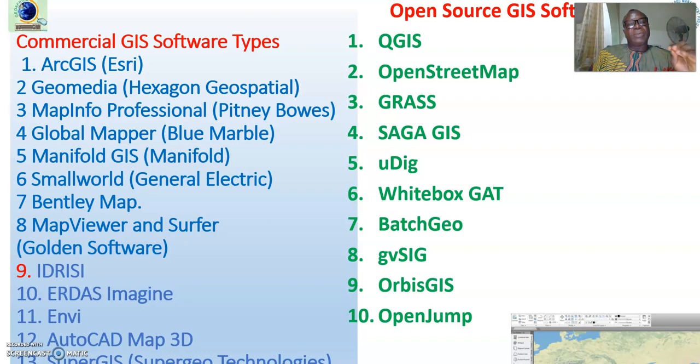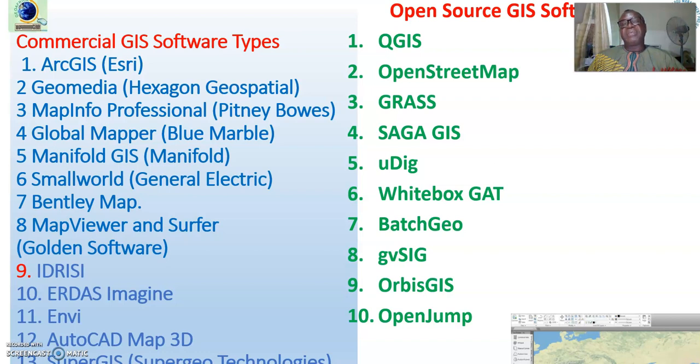Raster GIS software, you will understand as we go on in this lecture. Examples of raster-based GIS software are IDRISI, ERDAS Imagine, ENVI, and so on and so forth. And then we have open source GIS software. These are software that you can download and use.